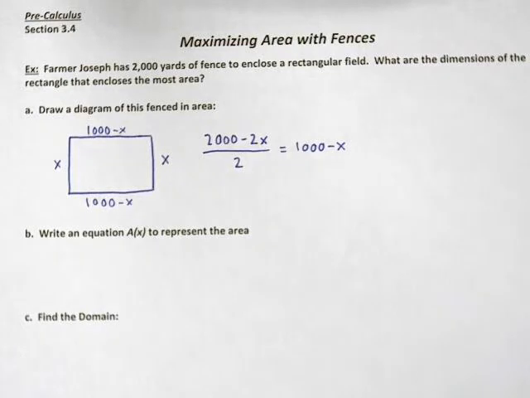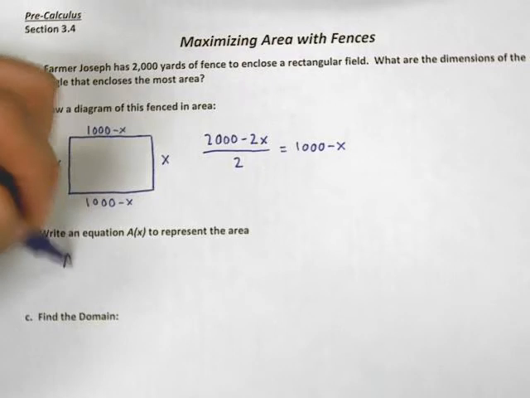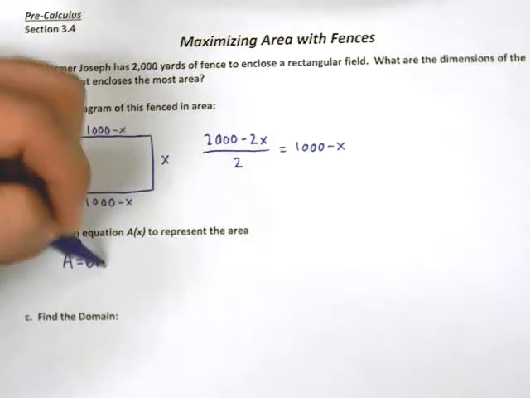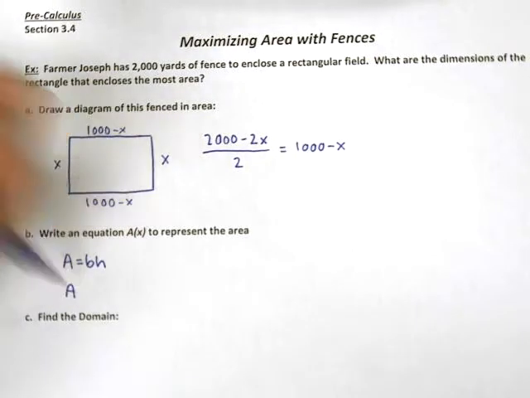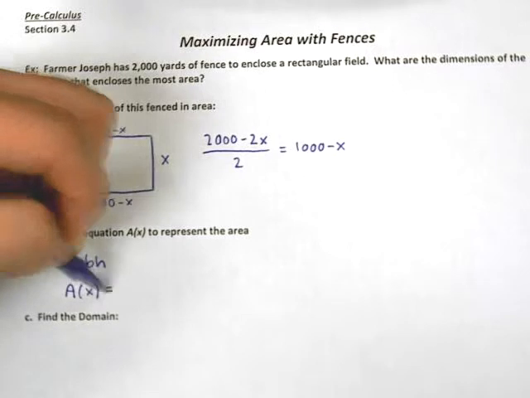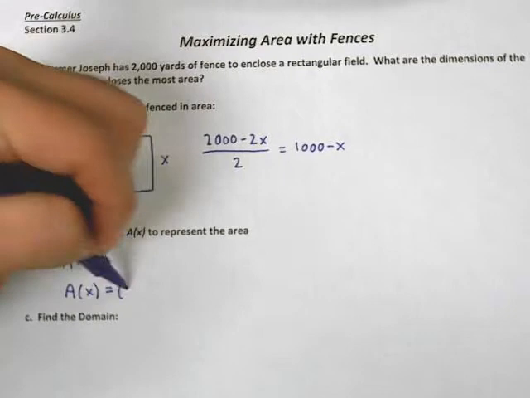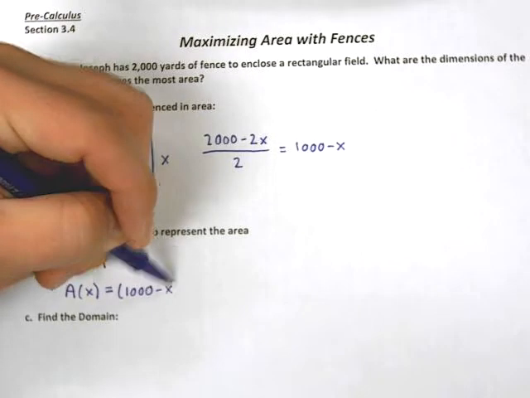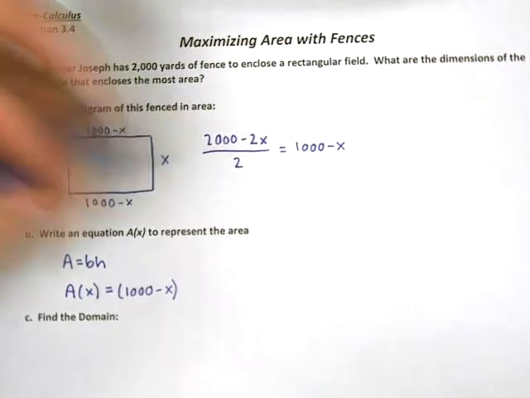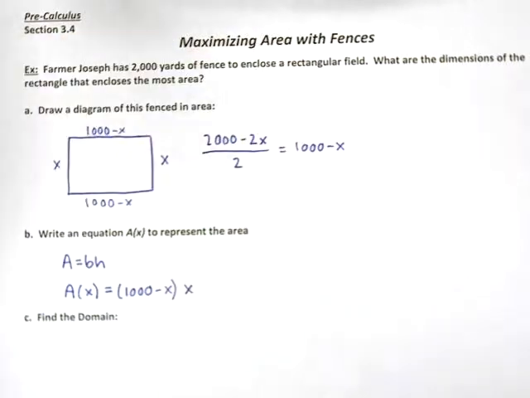We are now ready to write an area function. Well, we know that area will be base times height. So in this case, A of x should equal, and it really doesn't matter the order, guys. Usually my base is the bottom, so I'll go 1,000 minus x, and then my height is x. Something like that.